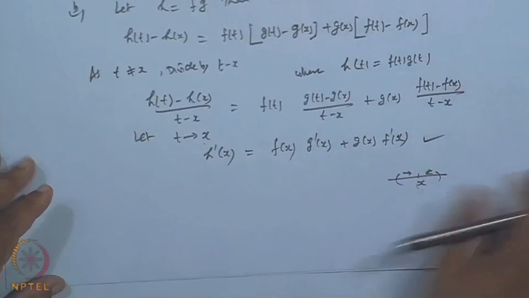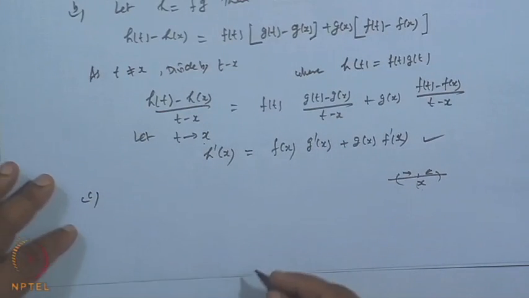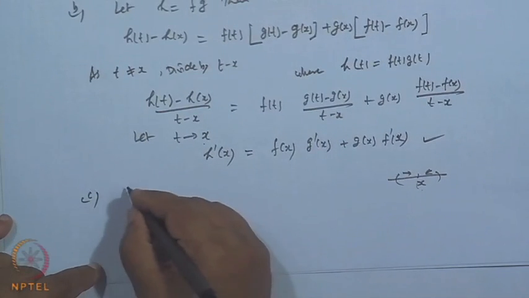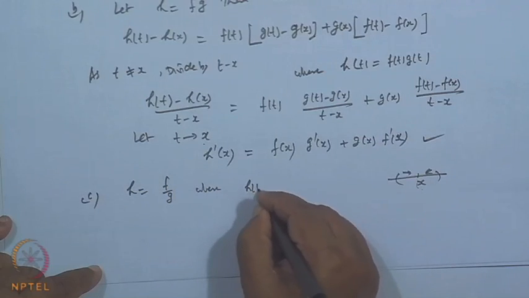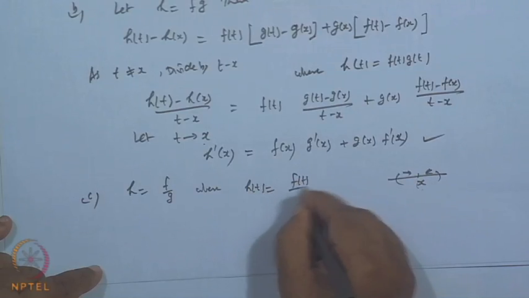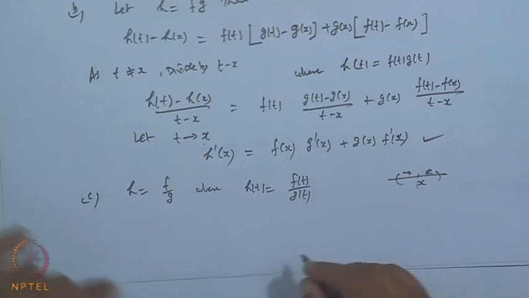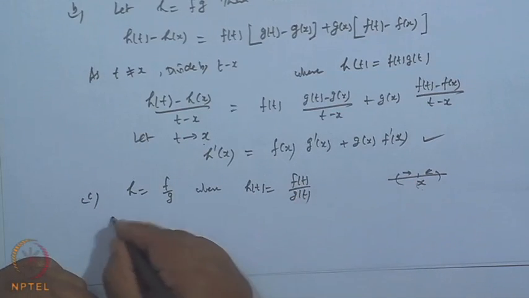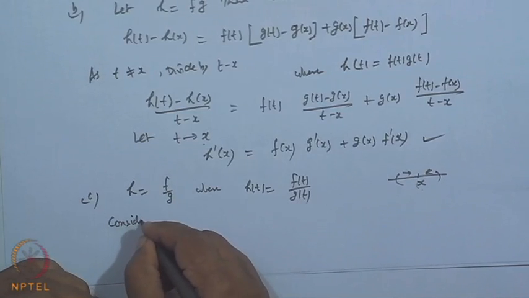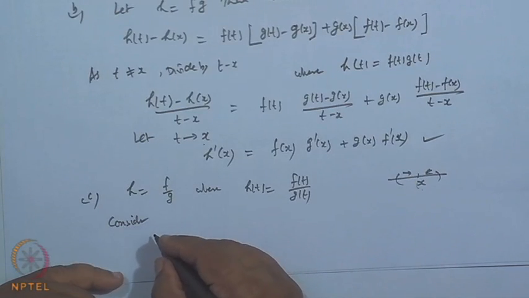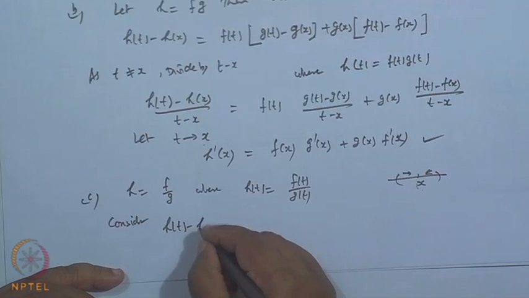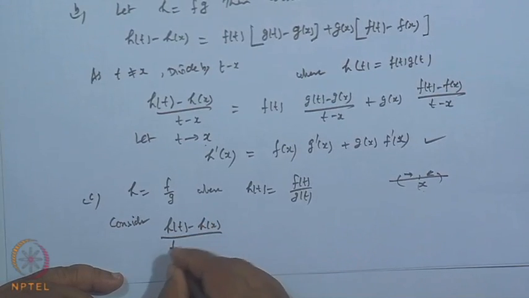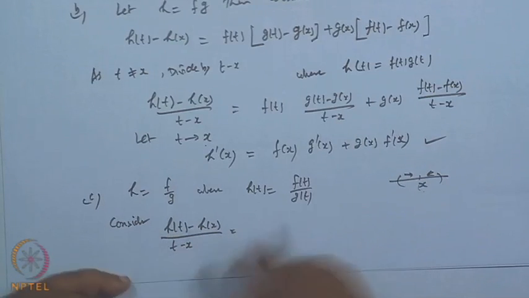C portion. To prove the C, let us consider h to be f by g, where h(t) means f(t) by g(t). This is the meaning. Okay. Now, consider h(t) minus h(x) divided by t minus x, and manipulate the terms.